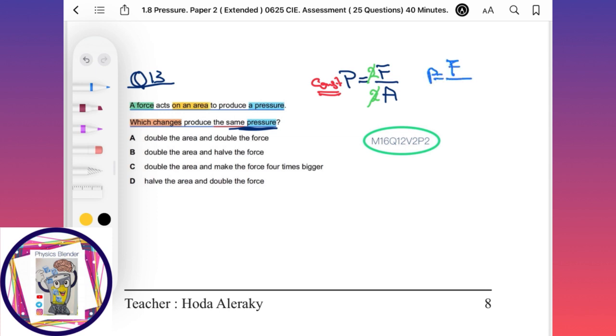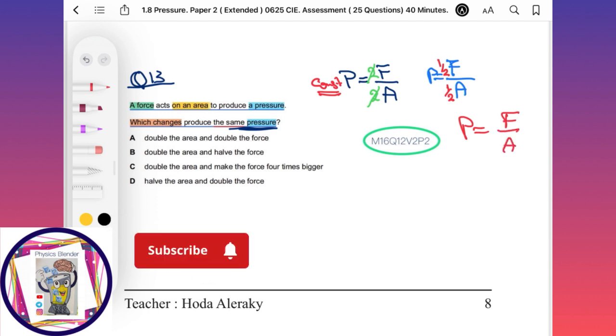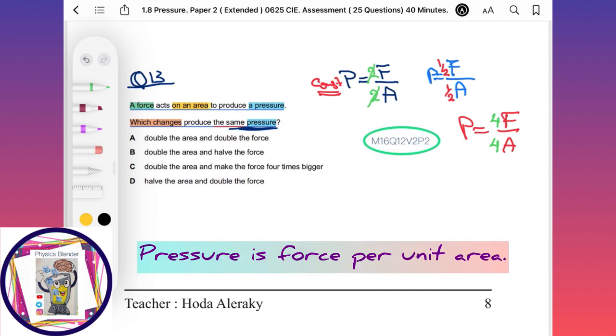Pressure is equal to force divided by area. If force is halved, area of contact is also halved, it means the value of pressure will be kept constant. If pressure is equal to force divided by area, if force increased 4 times, area of contact should be increased also 4 times, so the value of pressure will be kept constant. Okay?